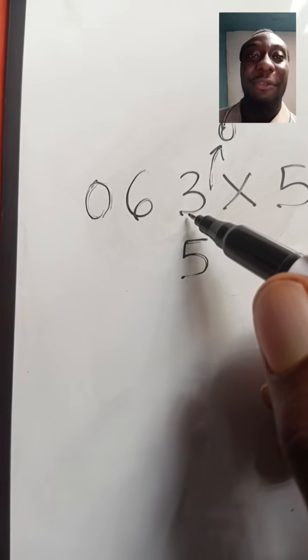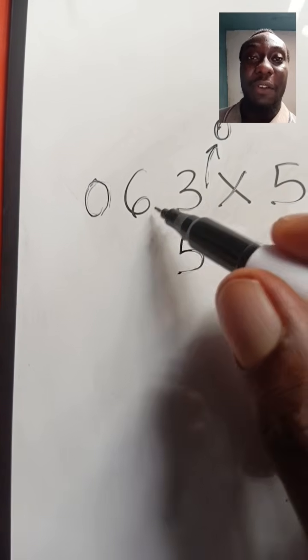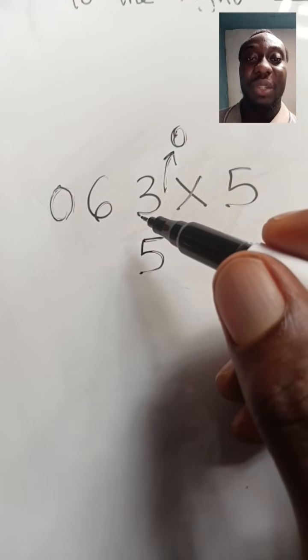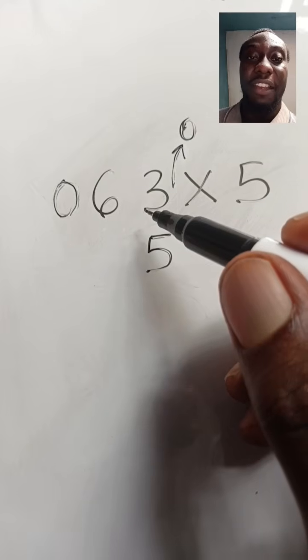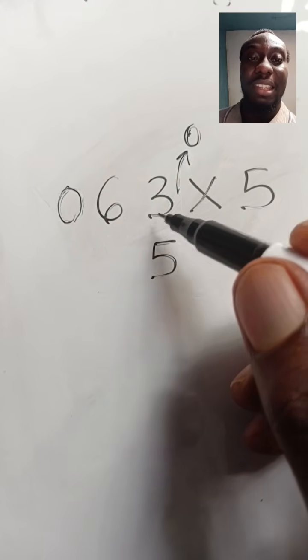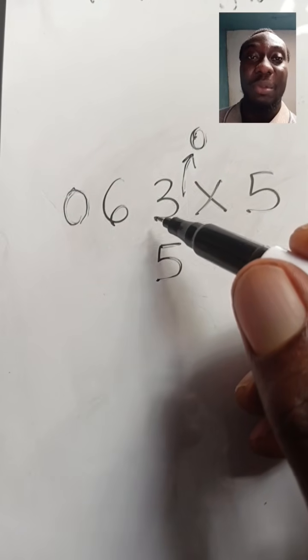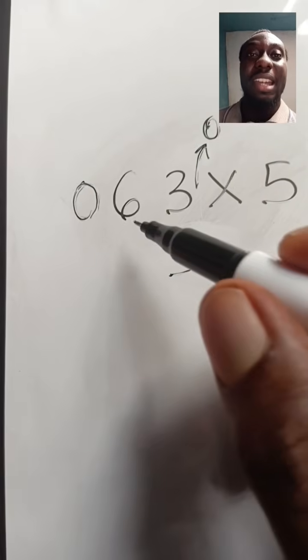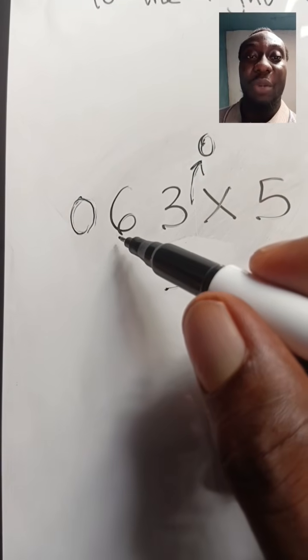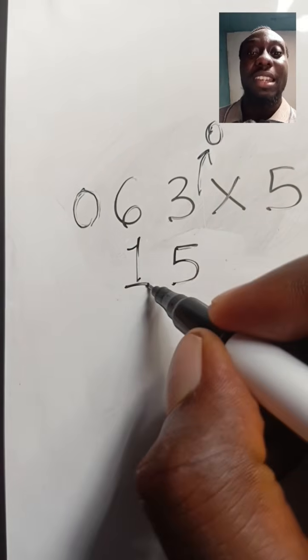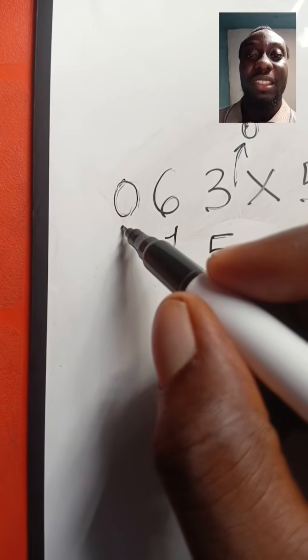Rather, we'll take half of the neighbor of 6. So half of 3, I've already taught you about this, is 1.5. But we are not going to take the decimal, we'll just take the whole number. So half of 3 is 1. And since 6 is an even number, we're going to take it the way it is. I'll write down 1.